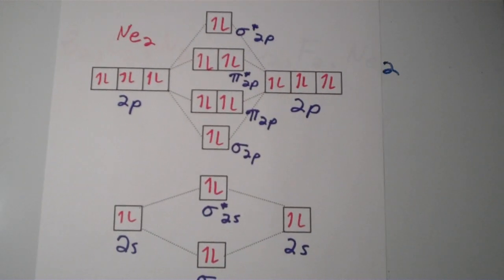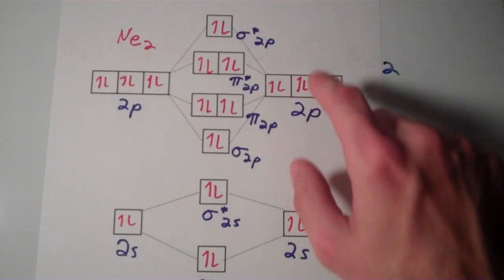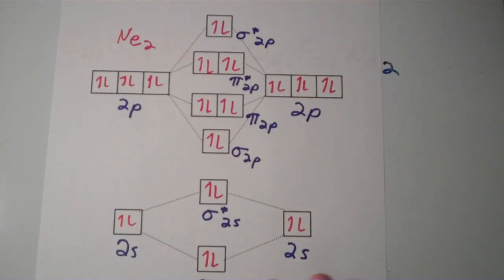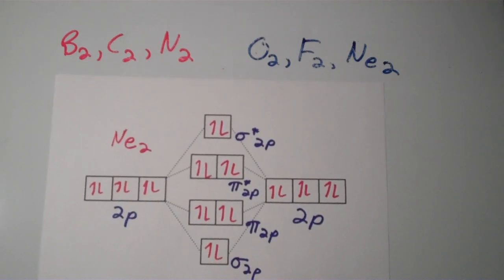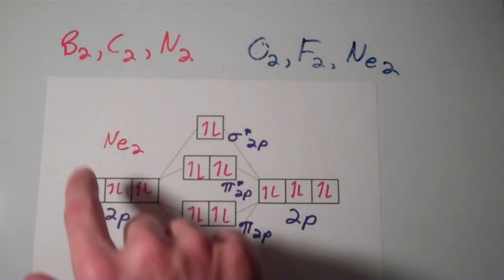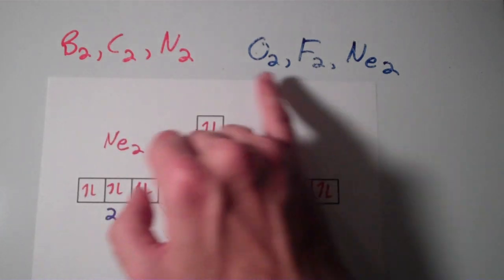So I hope this was helpful, and in the next video I might discuss the reason for the energy ordering difference between these different types of elements. But for now, all you have to know basically is that, like I said, the energy ordering for these 3 is entirely different from the energy ordering of these 3.